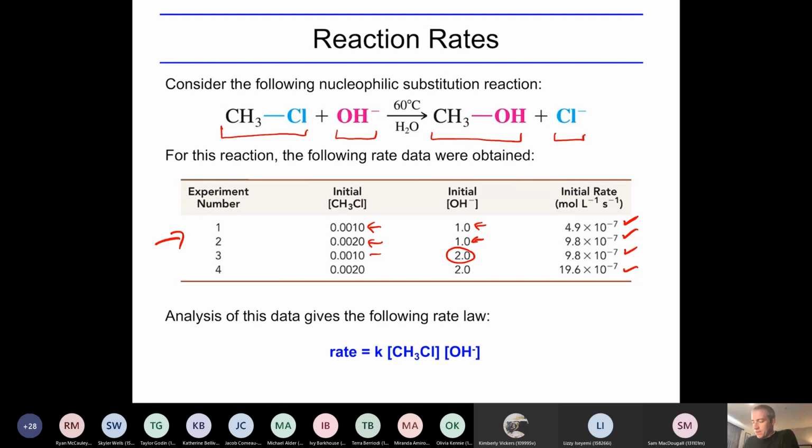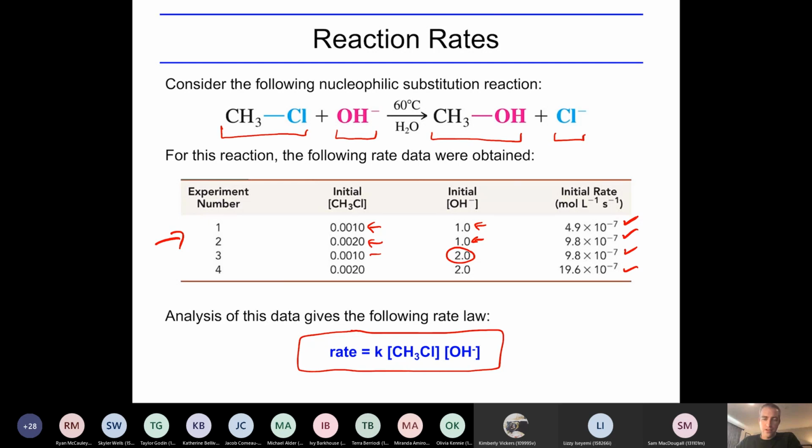So basically what we find is that doubling the methyl chloride doubles the rate, doubling the hydroxide also doubles the rate. So we could say this reaction is first order in the methyl chloride, first order in hydroxide, which would allow us to develop a rate law like this.